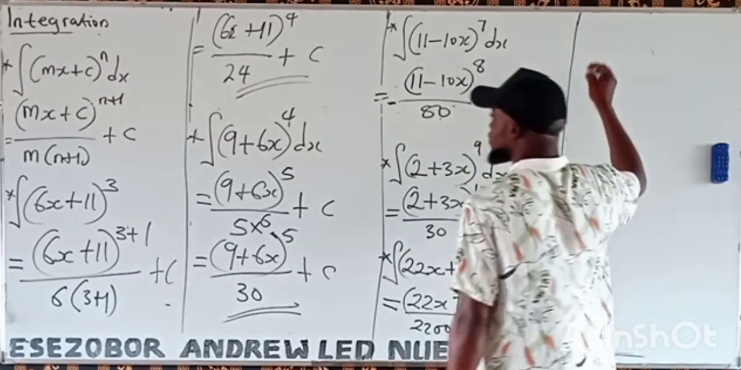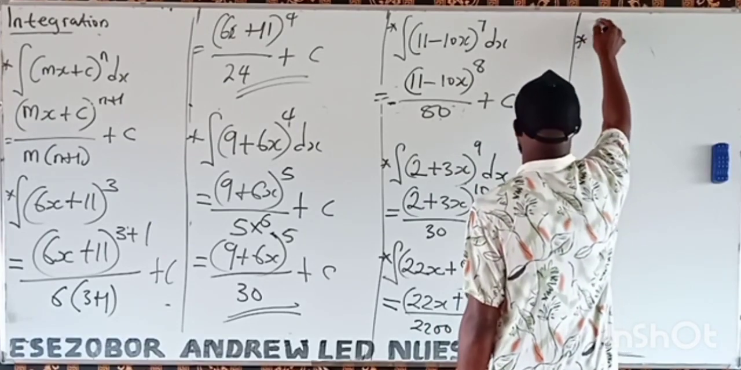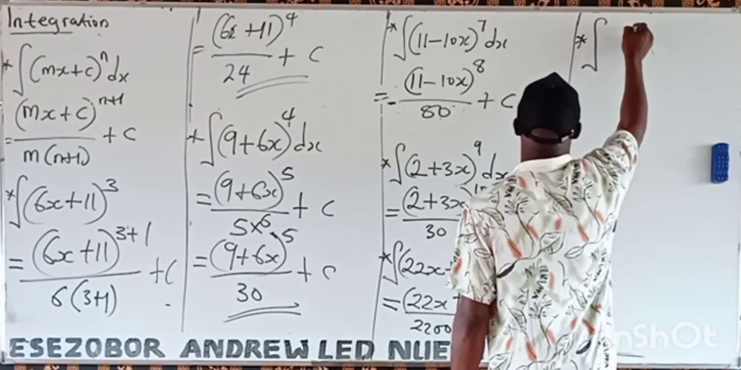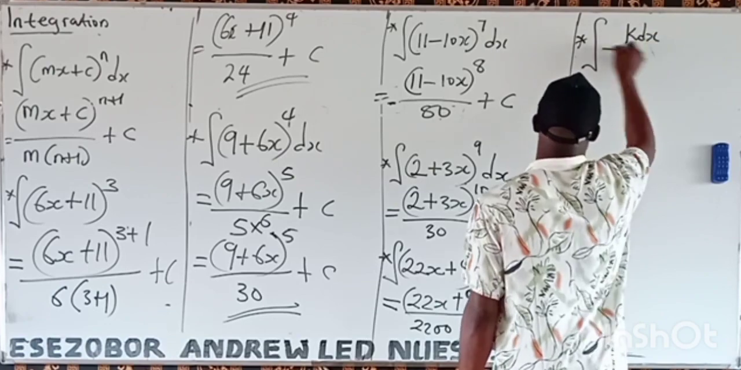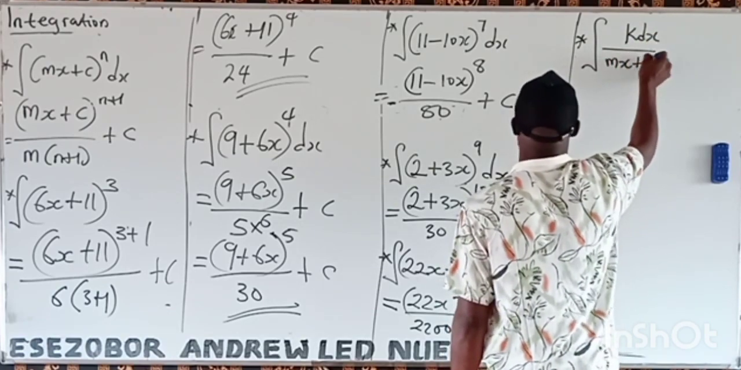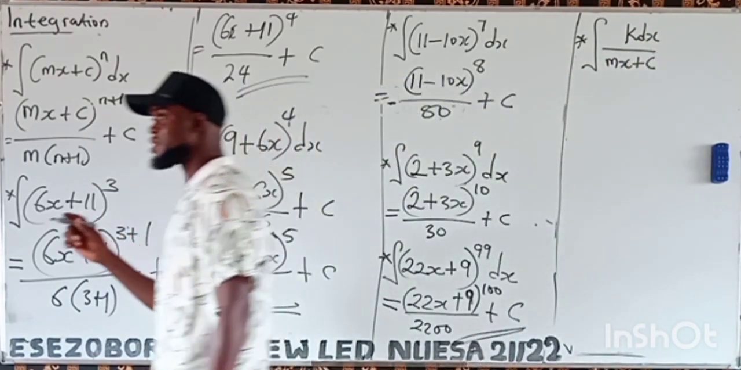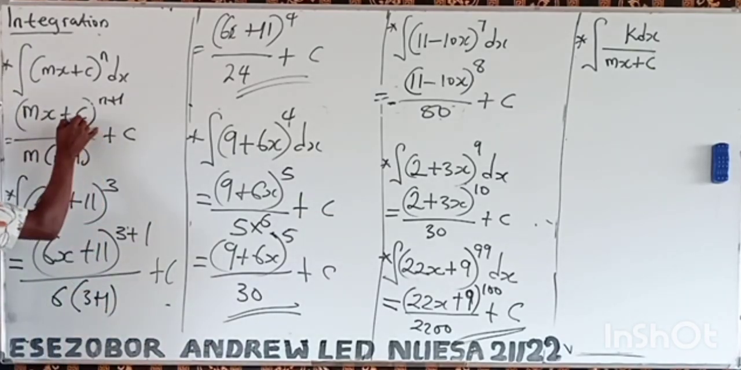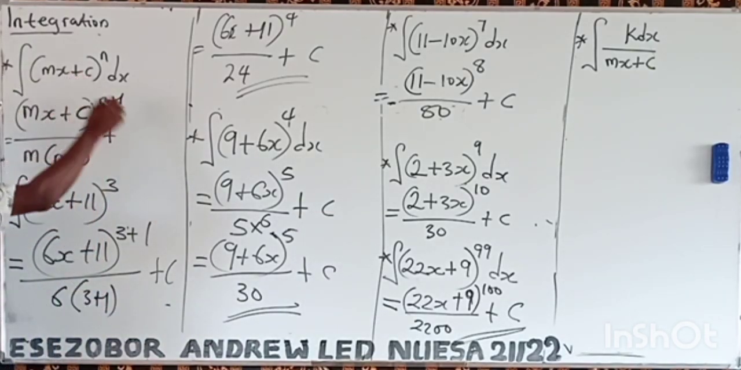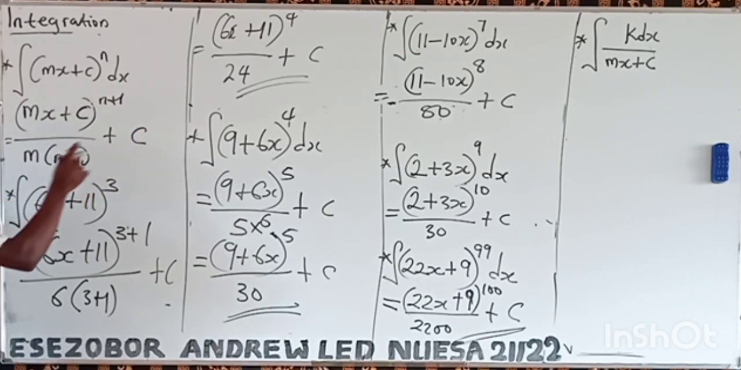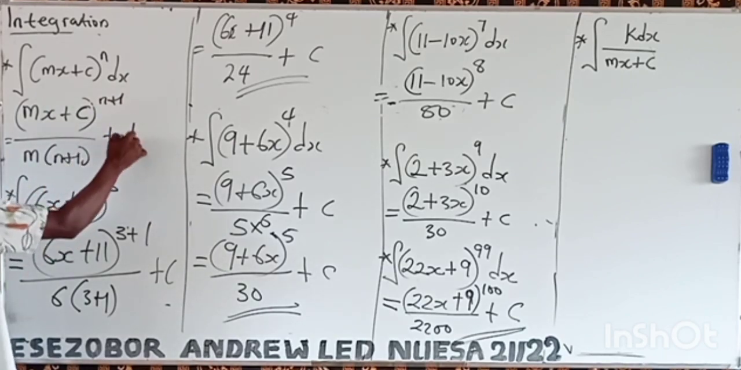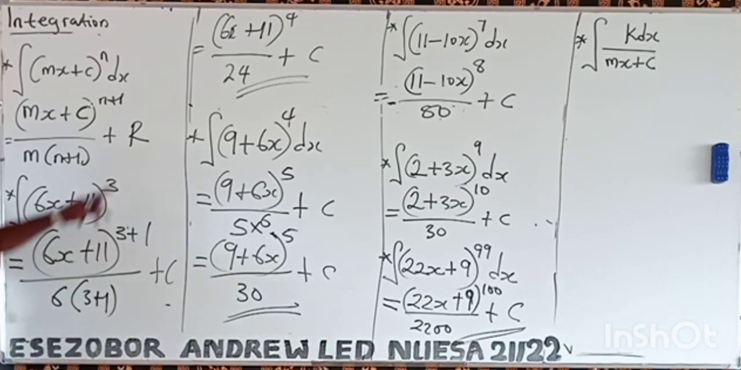Now let's look at integration of these types. Integral of k dx over ms plus c. So you take note, this c here and this c here are not the same. This c is a constant from the question. The other c is the integration constant. In some textbooks we put an arrow here and an arrow there. This arrow will become the integration constant, and this one will be the constant for the question, which is all those constants here.